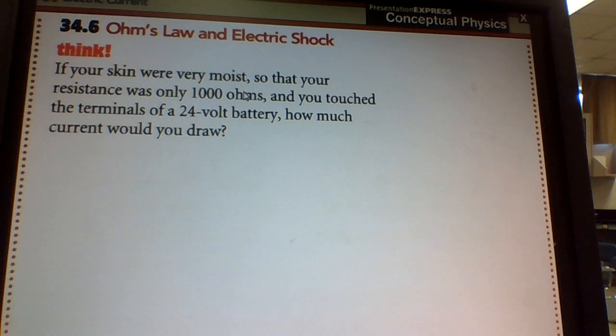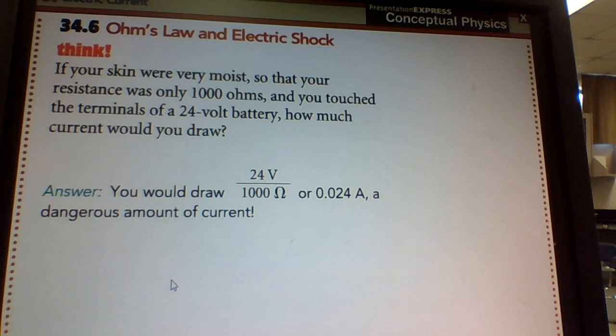But what if you were hot and sweaty, your skin was moist, you'd been sweating, and maybe your resistance drops down to about 1,000 ohms, and then you touch a 24-volt battery? How much current would you draw then? Well, you're going to take 24, divide it by 1,000, and you get 0.024 amps. This is a very, very dangerous amount of current and could potentially do you some gnarly harm.